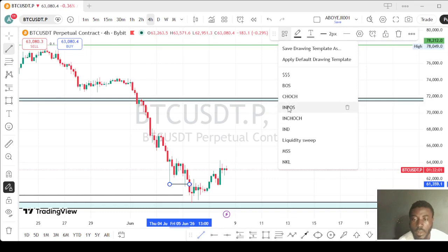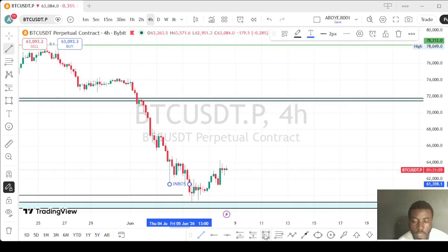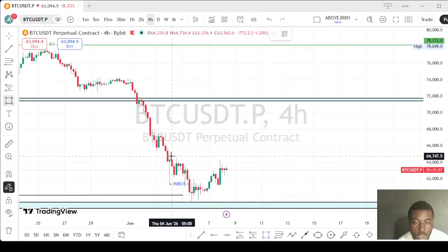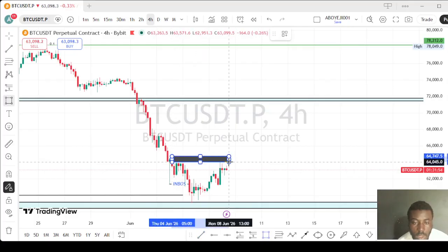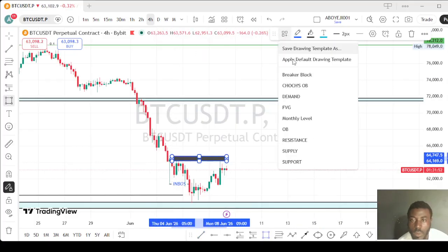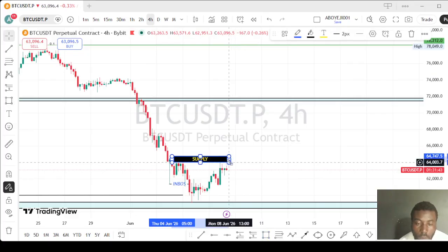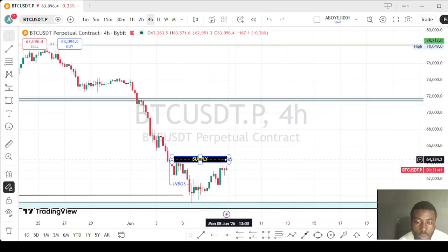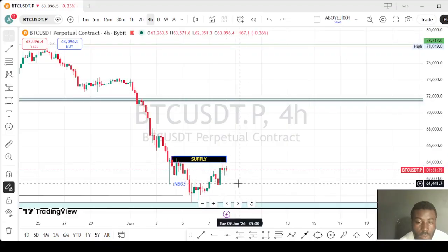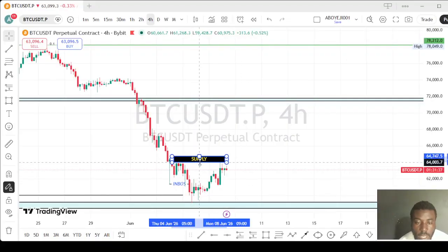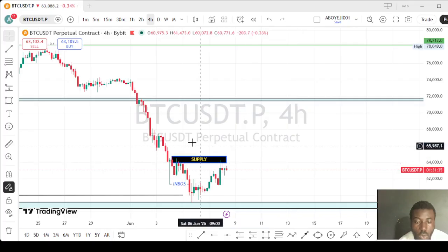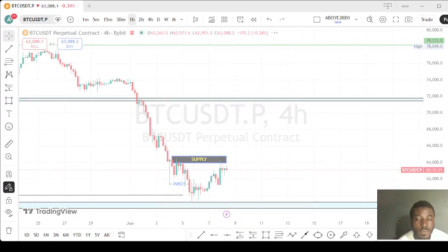This is the break of structure, and this is a supply zone. This is a supply zone. So let's see if this market is going downtrend or not. So let's move to 1 hour time frame. Let's see what 1 hour time frame is giving us.